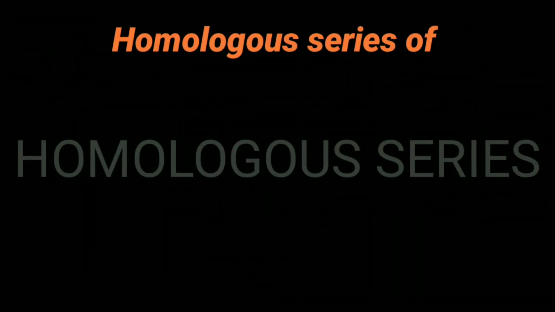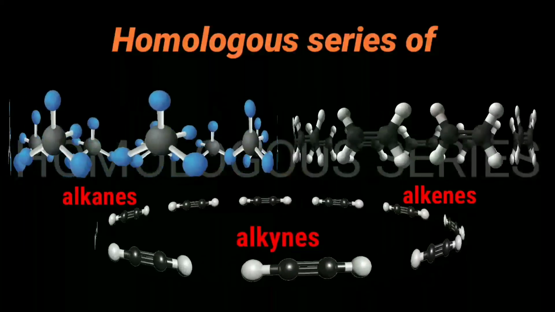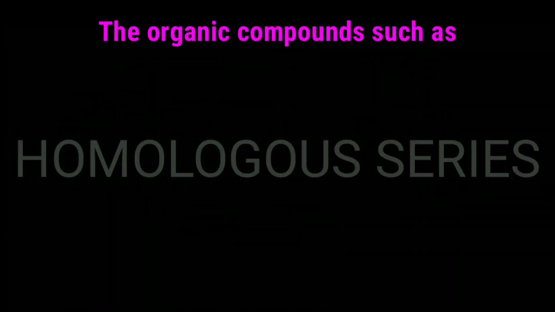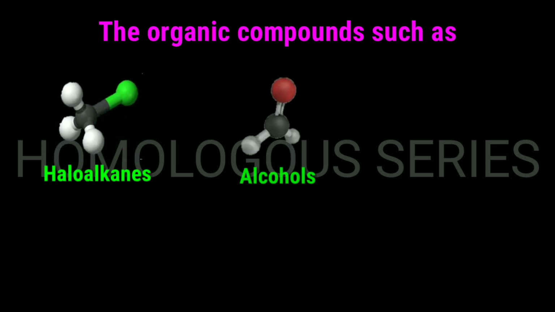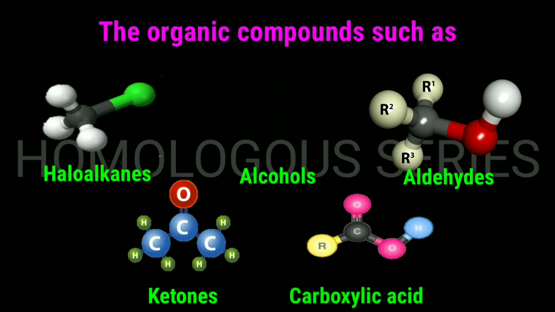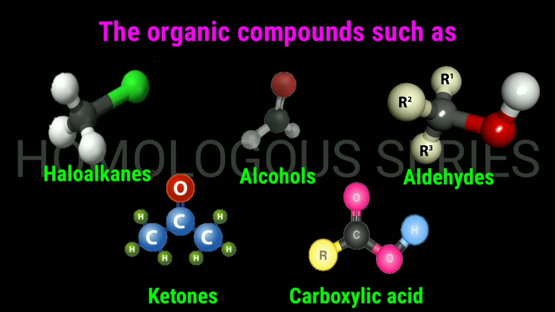We have just given the homologous series of hydrocarbons: alkanes, alkenes, and alkynes. The organic compounds such as haloalkanes, alcohols, aldehydes, ketones, and carboxylic acids also form homologous series.